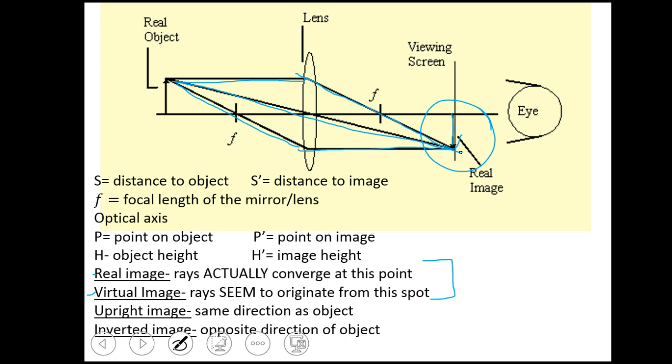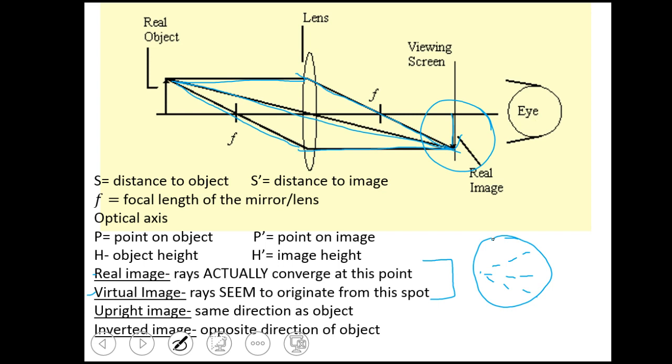A virtual image we'll explore when we talk about diverging lenses. A virtual image forms when rays seem like they're coming from somewhere. And so when rays seem like they're coming from somewhere, we're going to use dashed lines instead of solid lines. So you'll know that these are not actual rays, it's just kind of their path, right? It's not where the light is actually going.